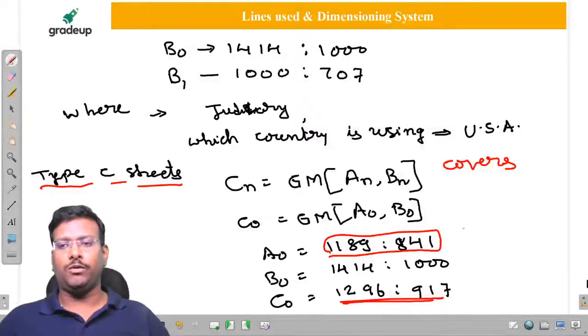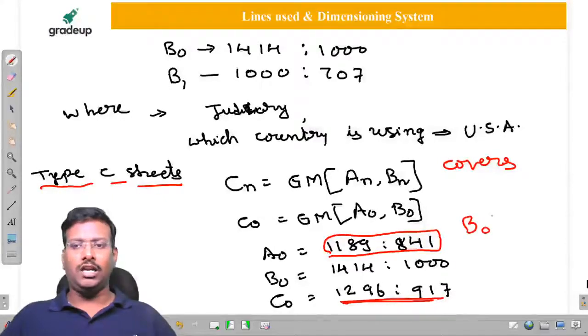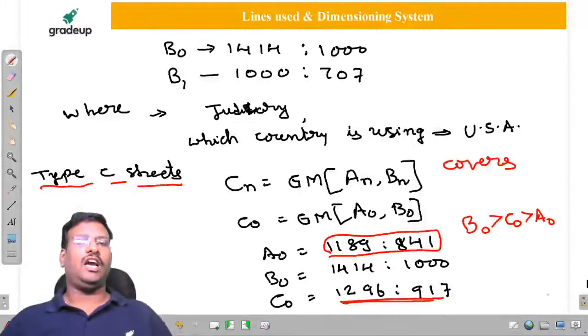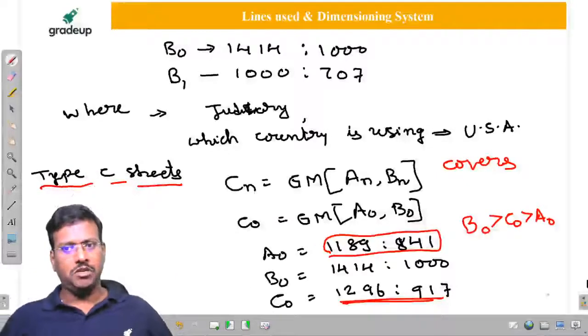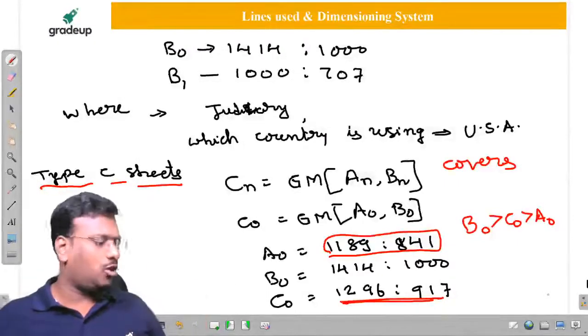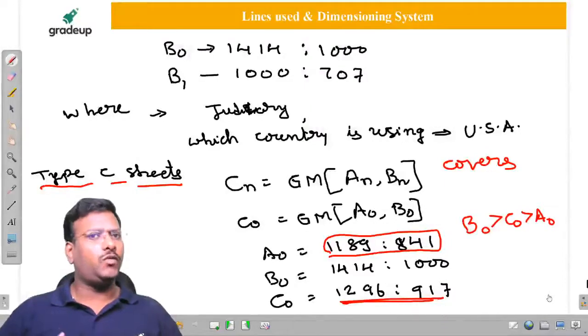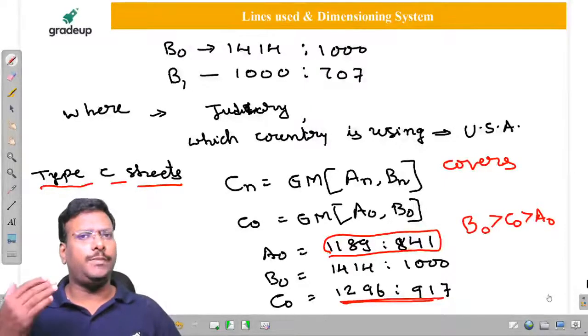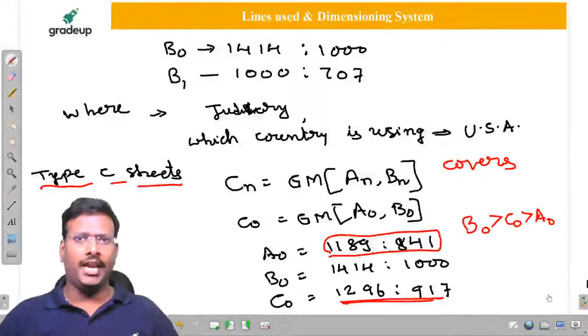So if you observe, B size is a larger one, because B naught is a larger size than C naught, then A naught. So this is the order. If they ask which sheet is larger in size, based on this you can get the idea. Up to this it is more than sufficient, my dear friends. Try to remember the types of sheets we are using. They are area based, and I gave you the formulas also.